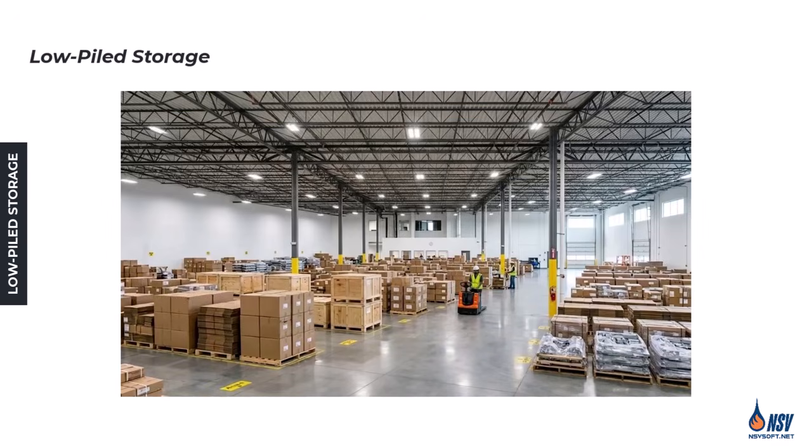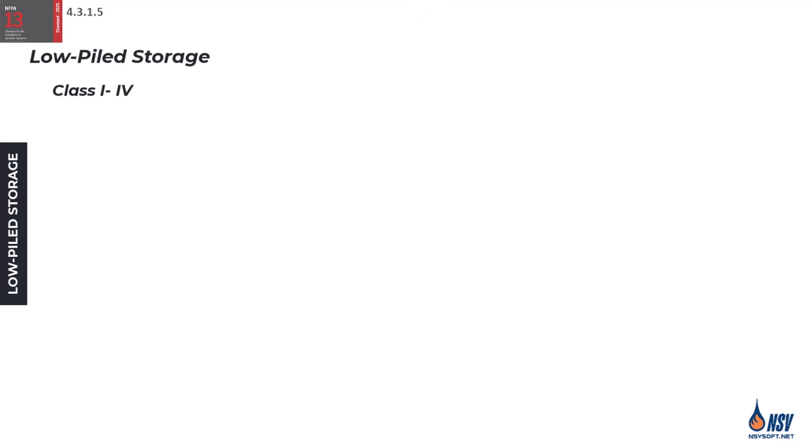Now that we understand miscellaneous, let's look at low-piled storage. Just like miscellaneous, the criteria for low-piled storage are found in Chapter 4 of NFPA 13. However, there are some key differences in what it covers and how we classify it. Low-piled deals specifically with the storage of Class 1 through Class 4 commodities, as well as Group A plastics.